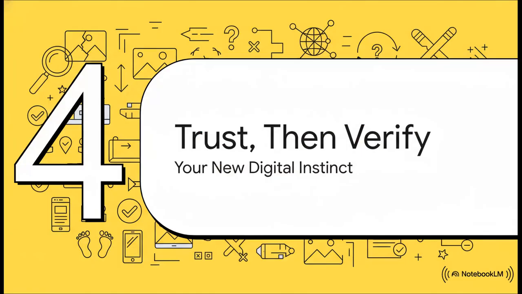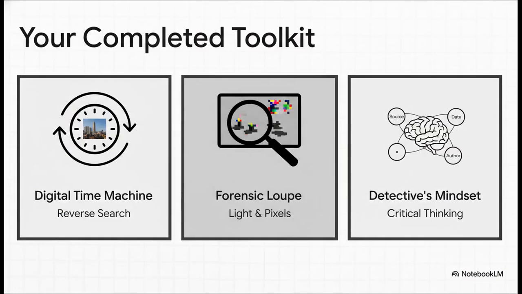Okay, let's bring this all home. You now have a full-blown toolkit to help you confidently investigate the images you come across online. Let's just do a quick recap of what's inside. First, you've got your digital time machine. That's reverse image search for checking a photo's entire history. Then you've got your Forensic Loupe for analyzing all those little details like light, shadows, and pixels. And the most important tool of all, the detective's mindset, which means using your critical thinking skills every single time.